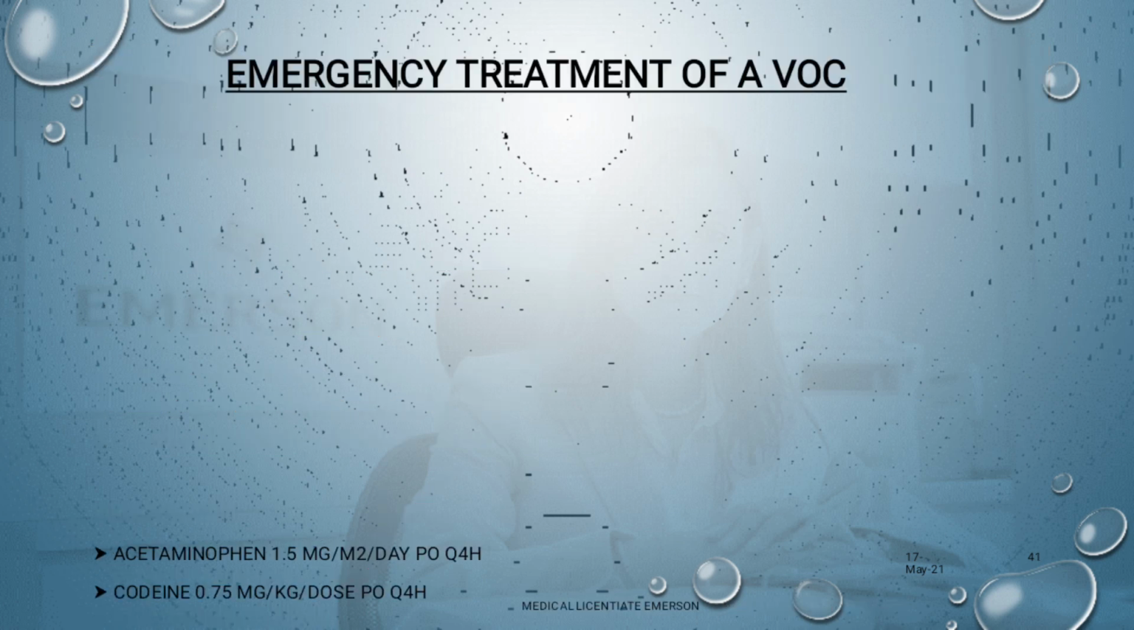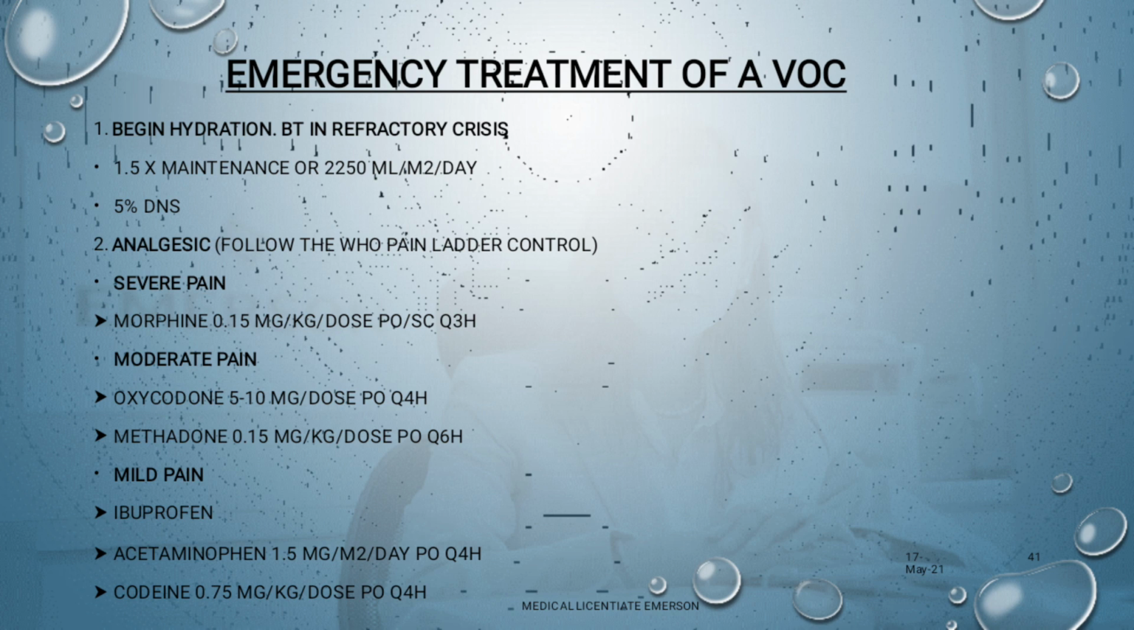Okay, then emergency treatment of a VOC, of course we begin by hydration, and you can also give blood transfusion in refractory crisis. Of course, you have to give at least 1.5 times the maintenance, or 2250 ml per square meter per day. Also add 5% dextrose. For analgesics, you have to follow the WHO pain ladder control.